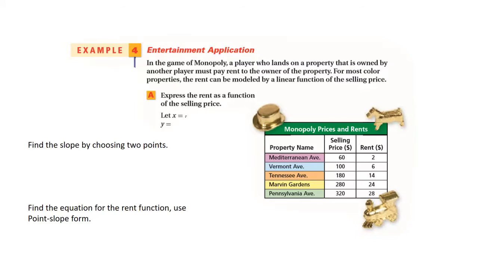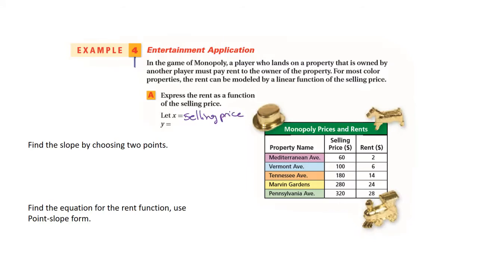In the game of Monopoly, a player who lands on a property that is owned by another player must pay rent to the owner of the property. For most color properties, the rent can be modeled by a linear function of the selling price. So let's look at this, and let's see if we can figure out what this is going to be. So first of all, let x equal the selling price.